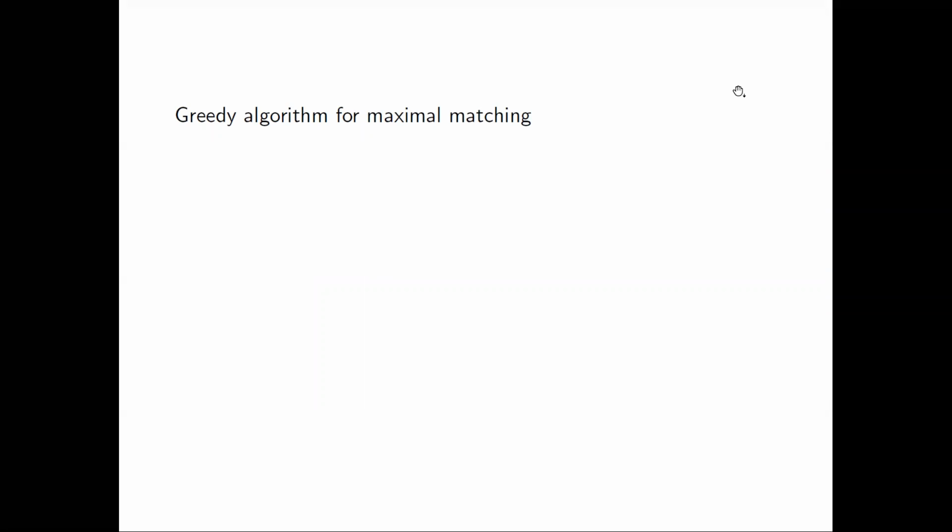So on the last slide, we saw an integer linear program for finding a maximum matching. Here, we're going to look at a really simple greedy algorithm for finding a maximal matching. So this is different than the last slide. This matching doesn't have to have the largest size. It just can't be a subset of any other matching in the graph. So it's maximal, not maximum. So we're going to discuss a real straightforward greedy algorithm for finding a maximal matching in any graph.